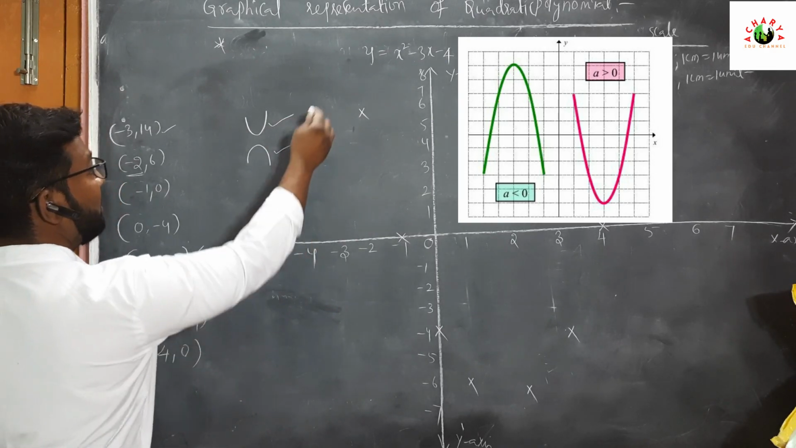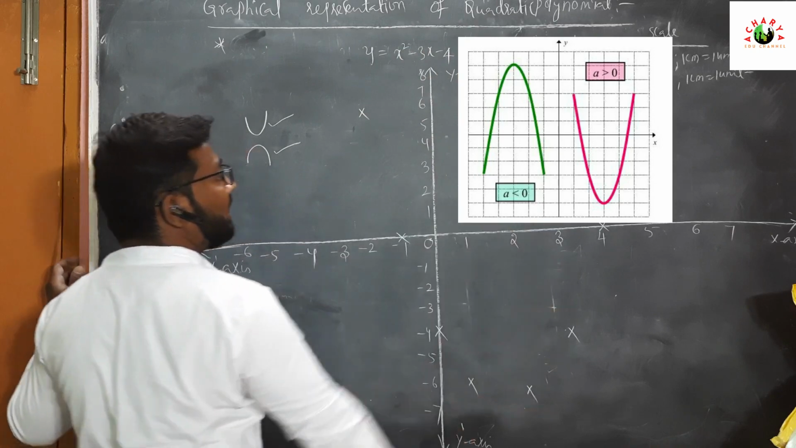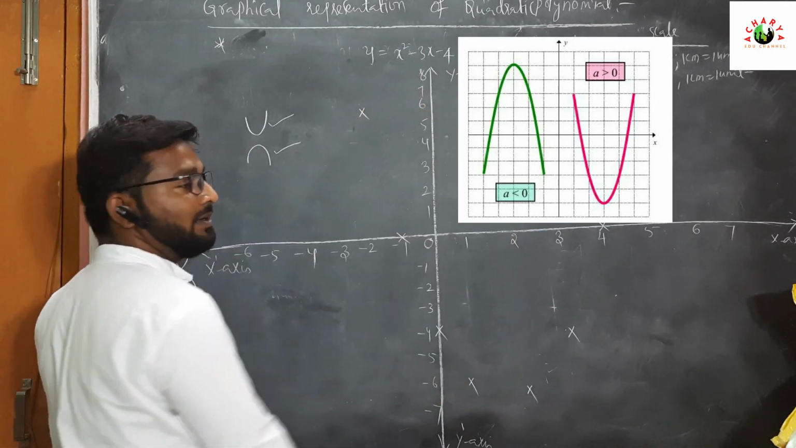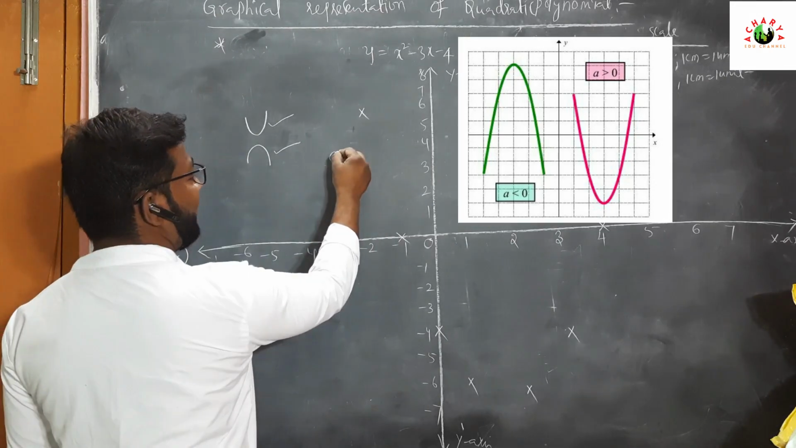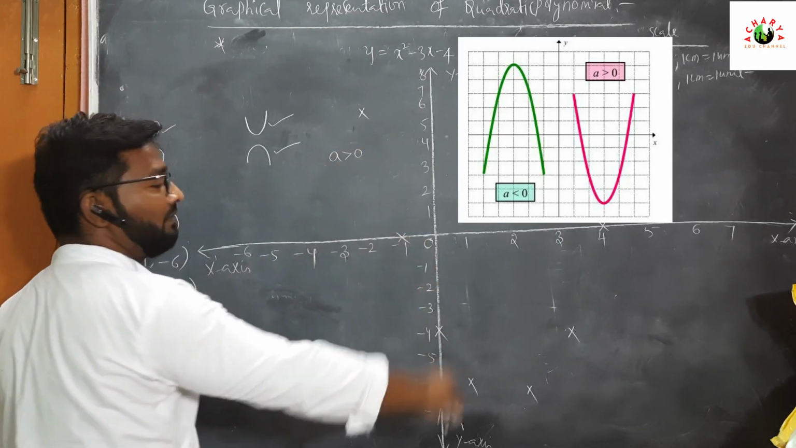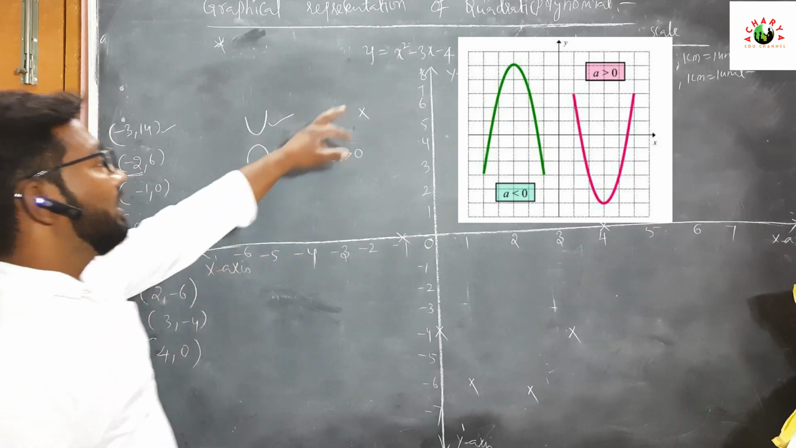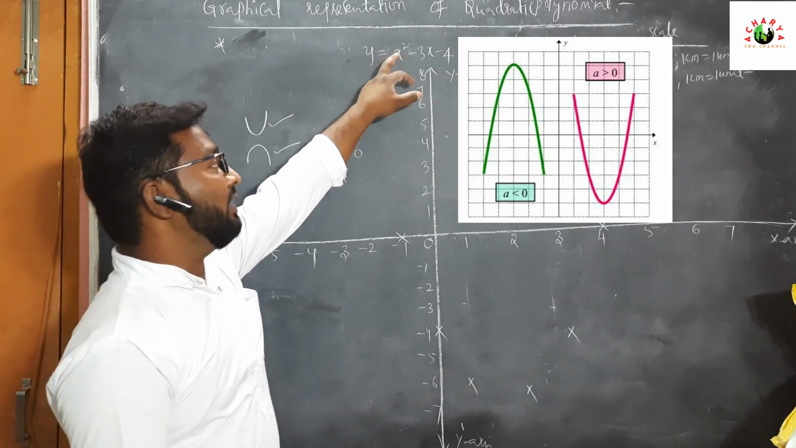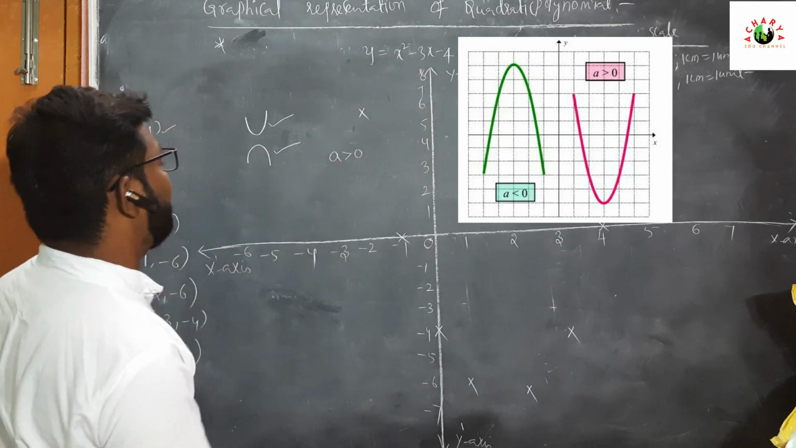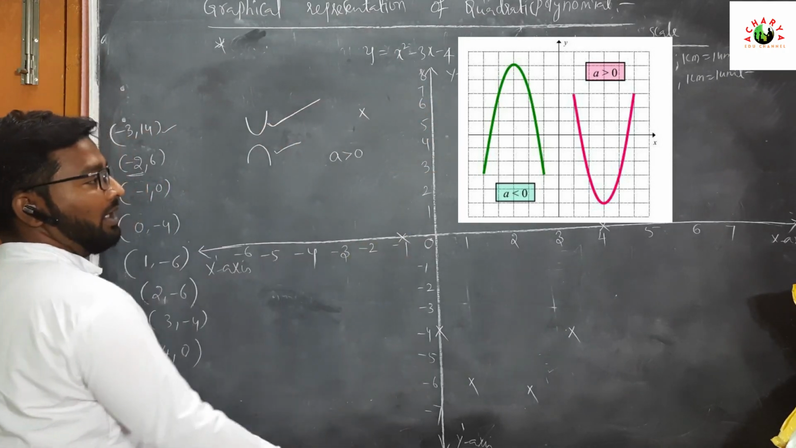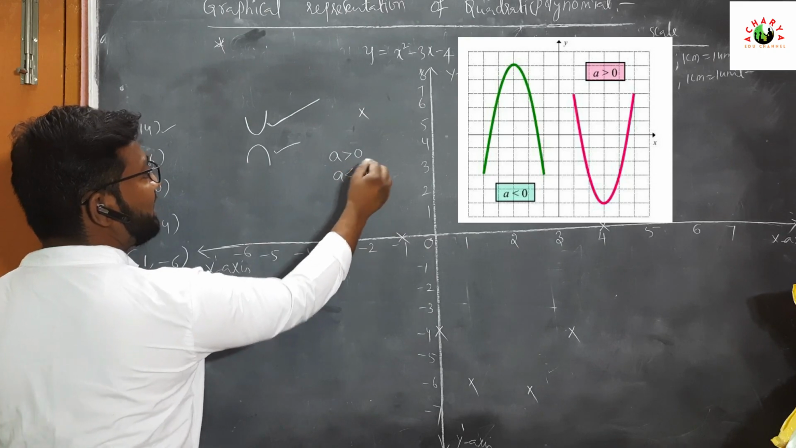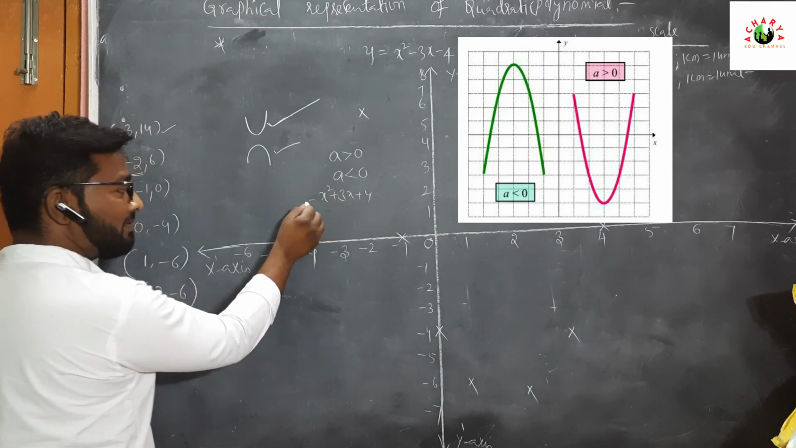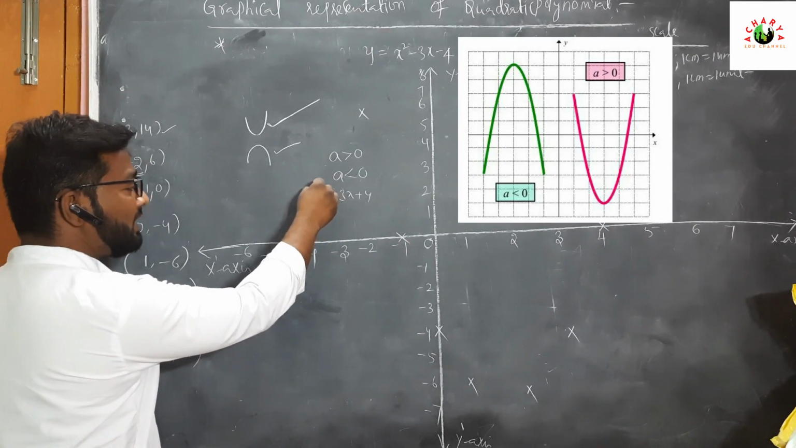For example, here y is equal to x square minus 3x minus 4. It is in the form of ax square plus bx plus c. Here if a is greater than 0, it means the x square coefficient is positive, and we will get a U shape. If a is less than 0, like minus x square plus 3x plus 4, here the x square coefficient is negative.